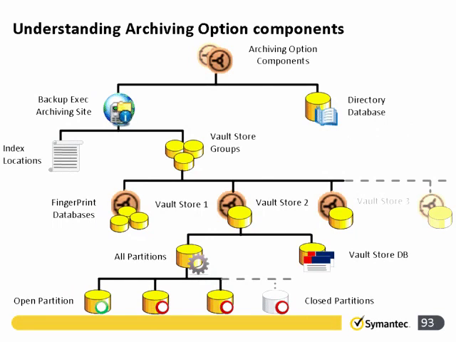The archiving option components include a directory database. There are several databases involved here. There's a database for each vault store. Each vault store has partitions. It can have one open partition and many closed partitions. You would only need to back up the closed partitions once in a while because those can't have data added to them. They can only have data deleted from them. The open partition can be changed any time that an archiving job runs. A best practice would be to back up all of the archiving option components at the highest level possible for the easiest data recovery.